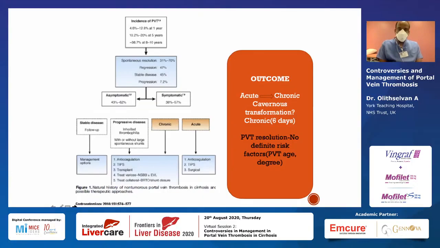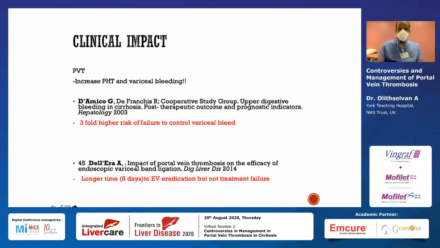Again, if you look into risk factors for why portal vein thrombosis resolution occurs, there are no definite risk factors known. But the Japanese group has shown us that if you look at the degree of portal vein thrombosis and the associated contrast uptake, so if you have a thrombus which takes contrast, there's a fresh thrombus internally, then there is more chance that if you treat them, they are likely to resolve.